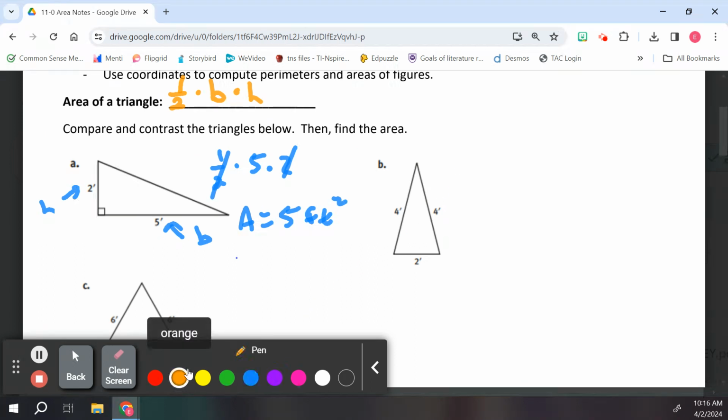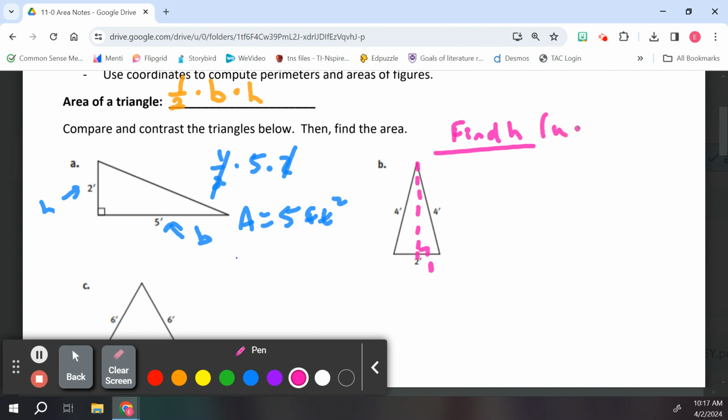Now for an isosceles triangle, you're going to have to find the height. It's not given to you. When we find the height, we drop what is known as an altitude to create a right triangle. What that altitude does is it splits that bottom portion into 2 congruent parts. So when you find the height, you're going to use the Pythagorean theorem to find this dotted line.